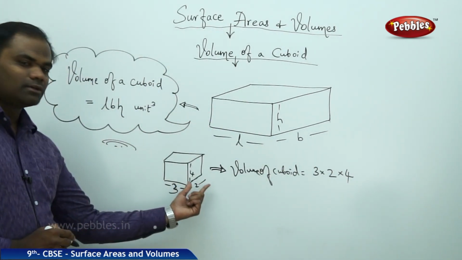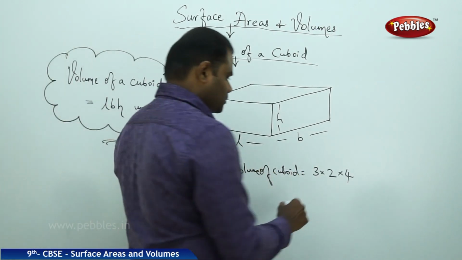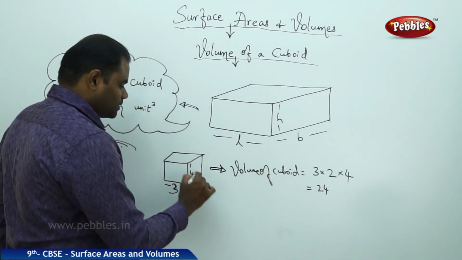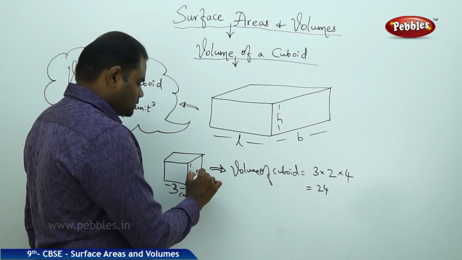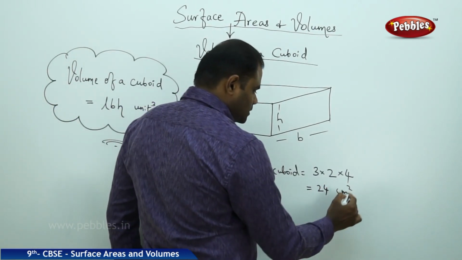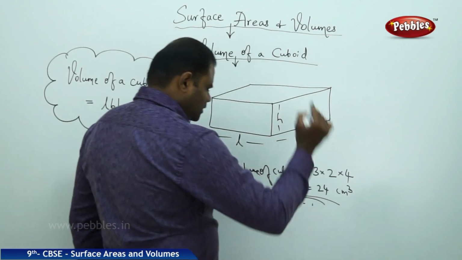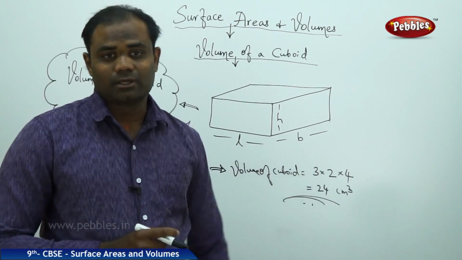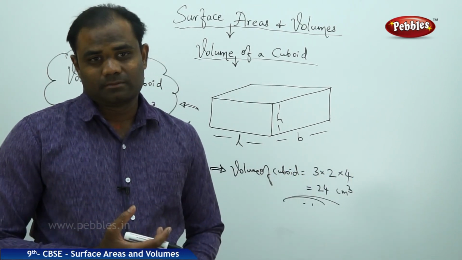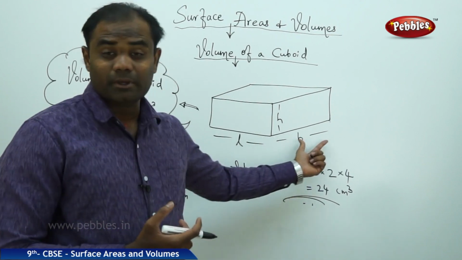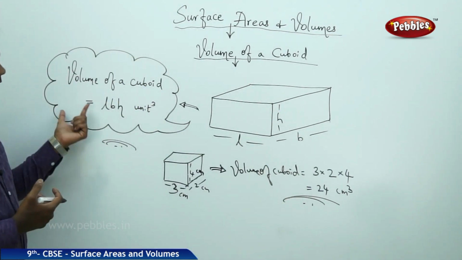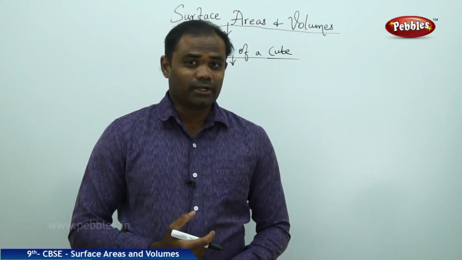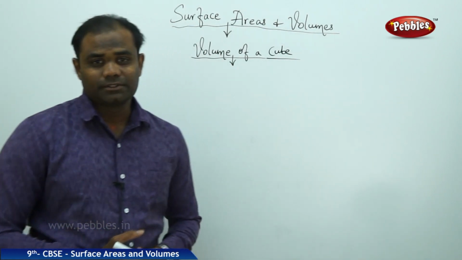Because my length is 3, width is 2, and height is 4, I get 3 2s are 6, 6 4s are 24. And if the dimensions are in centimeters, then the volume is in centimeter cube. That is how I understand finding the volume of a cuboid when its dimensions are given. Volume of a cuboid with the length L, width B and height H is given by the formula LBH unit cube.